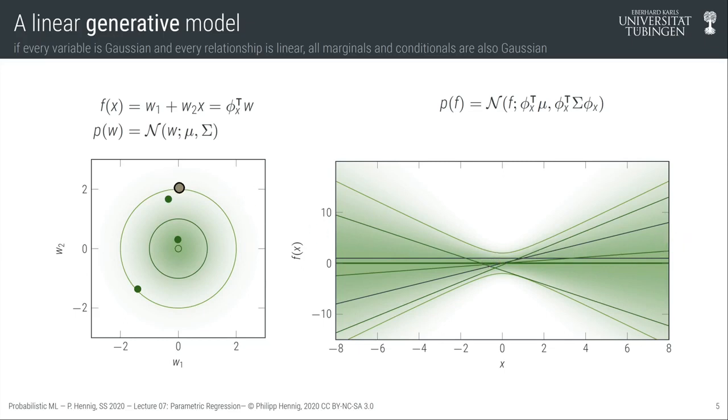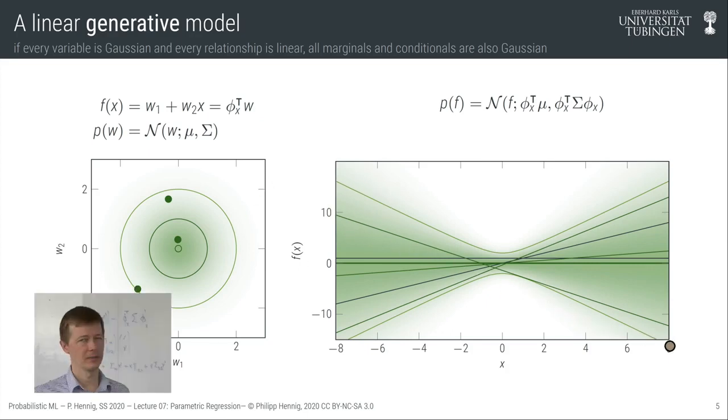Here is a function that also has a small intercept, it's just below the origin, and it has a steep slope. That's this function. And then here is a function that has a negative intercept, so it goes below the origin, and it has a negative slope, so it goes down. And that's this function. Okay.